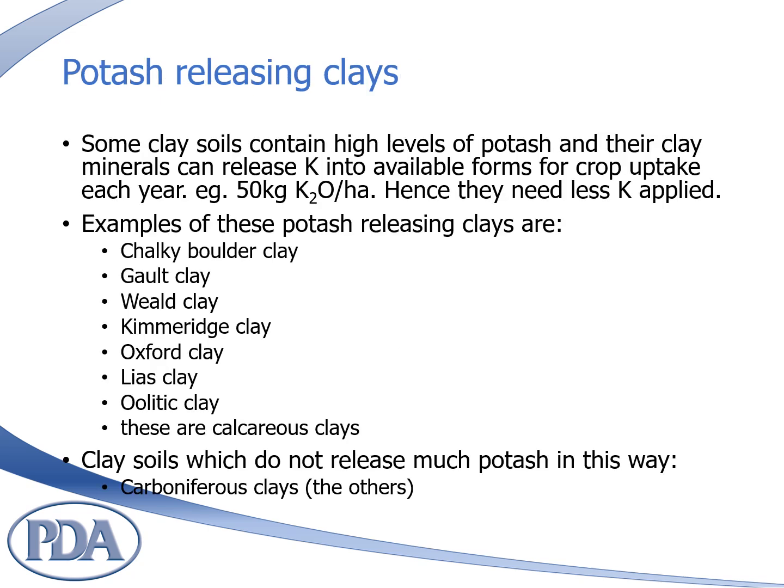Potash releasing clays. Some clay soils contain very large reserves of potash, which are not reflected in the level of available K shown by normal analysis. In these cases, the amount of slowly available K released each season may be sufficient to replace some or all of the potash removed in combinable crop rotations, especially where the straw is not removed. The higher demand of root crops and cut grass normally requires some addition.